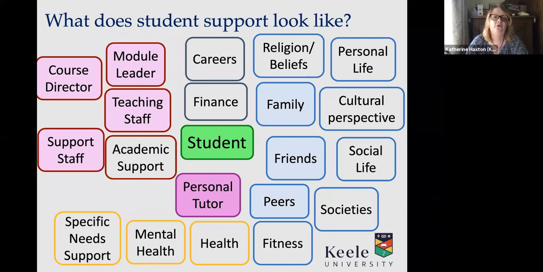Other aspects of student support, like finance and careers, again, are pretty well established. So student support is amazingly complex, and it's just going to get more complicated this year.